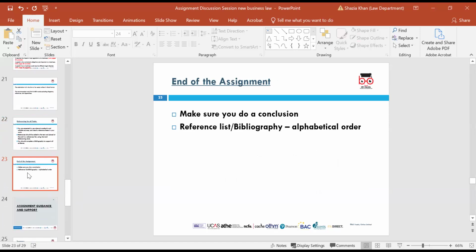What I've realized when marking assignments is that people have used the Harvard system, but not put things in alphabetical order. Make sure you put everything in alphabetical order.